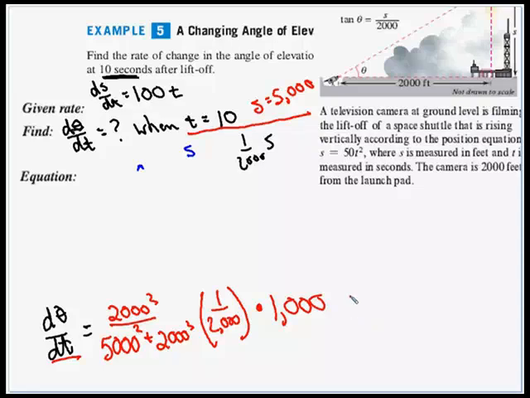And this would be a good time to just let the calculator do the work. Remember to parenthesize your denominator there. We're dividing 2,000 squared by that bigger number, times this 1/2000 times 1,000. You can just plug that in as a 0.5. Or if you do it on your TI-89 and leave it in fraction mode, you get 2/29. And how do we measure angles? In radians. And we are changing with respect to time in seconds. 2/29 radians per second is how fast that angle is changing 10 seconds after liftoff. Again, that will be slowing down as that rocket climbs higher and higher.